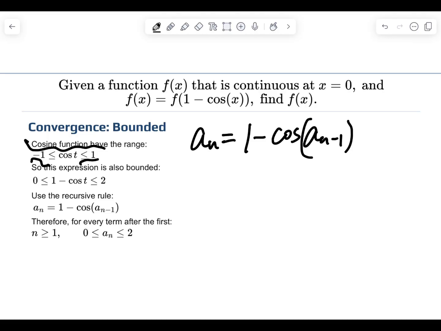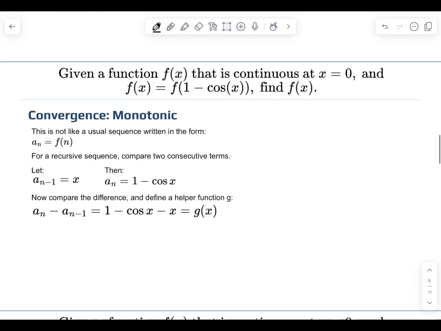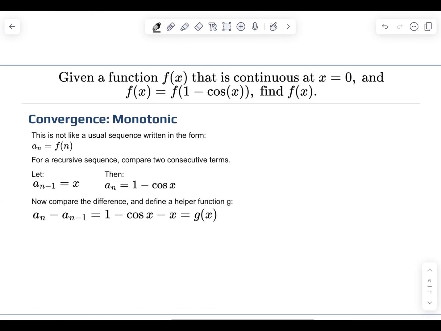So the expression is also bounded, because 1 minus cosine t is obviously between 0 and 2. Now we can use our recursive rule, and therefore for every term after the first term, because the first term a sub 0 is any real number, we can say that 0 is less than or equal to a sub n is less than or equal to 2, which proves that this sequence is bounded. And now that it's bounded, let's talk about its monotonicity.